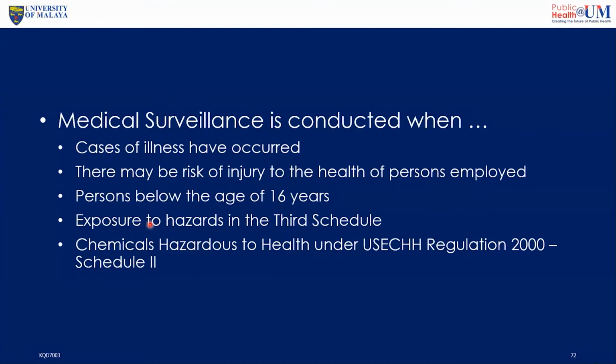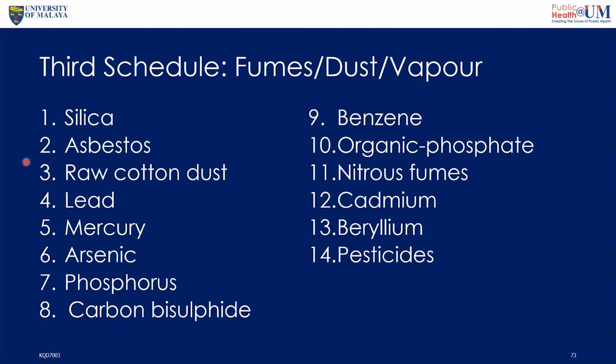When is medical surveillance conducted? It is conducted when a case of illness has occurred, or there may be a risk of injury to the health of a person below the age of 16, or a person exposed to hazards in the third schedule of the Act and also the second schedule of the USECHH Regulations 2000. This is the third schedule of the Act. If you are exposed to silica, asbestos, raw cotton dust, lead, mercury, arsenic, phosphorus, carbon disulfide, benzene, organic phosphate, nitrous fume, cadmium, beryllium, and pesticide, then you will basically need to do medical surveillance.